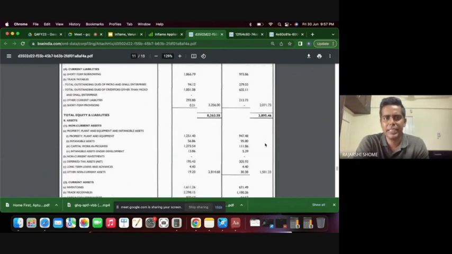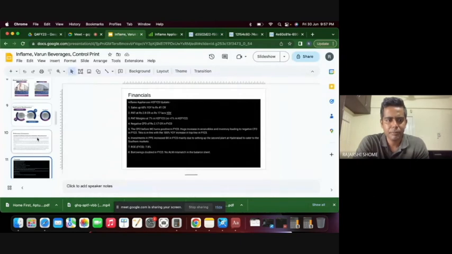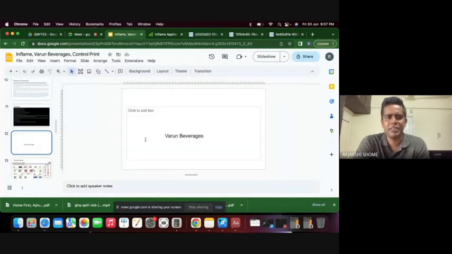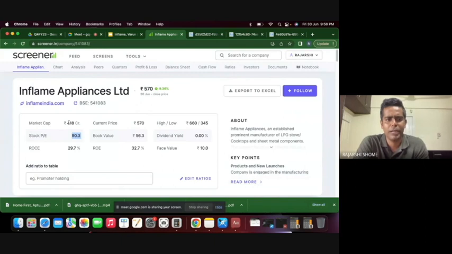Okay, so that's more or less it. Let's move on to the next company. Yeah, so now we do Varun Beverages. Again, before going to Varun, look at Inflame ka market cap 418 crore, 418 crore.